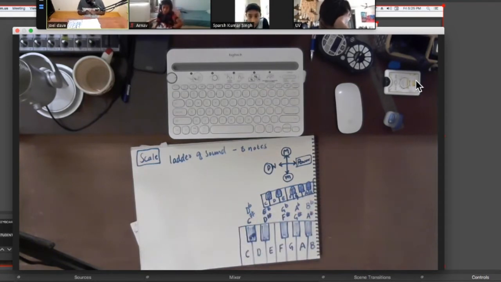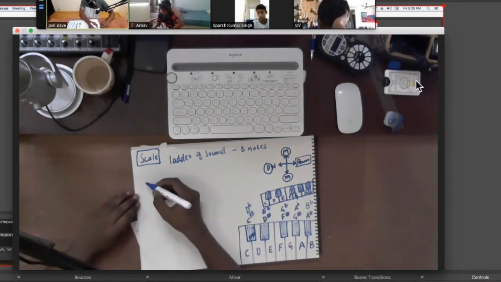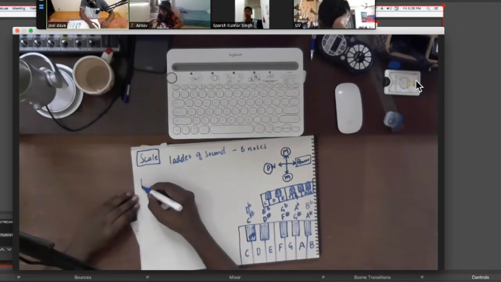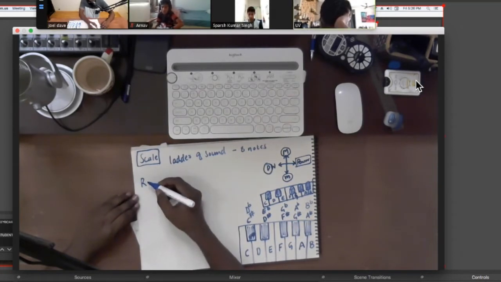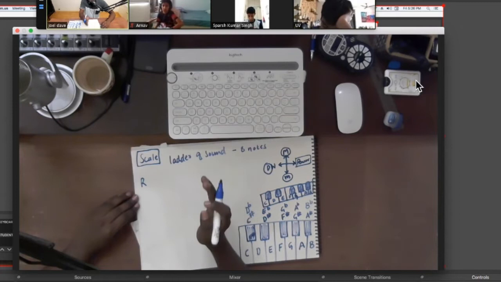Now let's come to finding the scale itself. There is a specific formula to find the major scale. The formula to find the major scale is, first is R. R means the root, whatever scale you want to find.